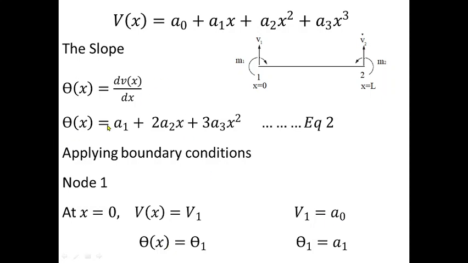Similarly for the slope, theta of x at node 1, when x is equal to 0, theta of x will be theta 1. If you substitute x as 0, you end up with a1, so theta 1 is equal to a1. Please remember: a0 is equal to v1, a1 is equal to theta 1. These two are required when we apply the boundary condition at node 2, when x is equal to L, so you need to remember these two points.